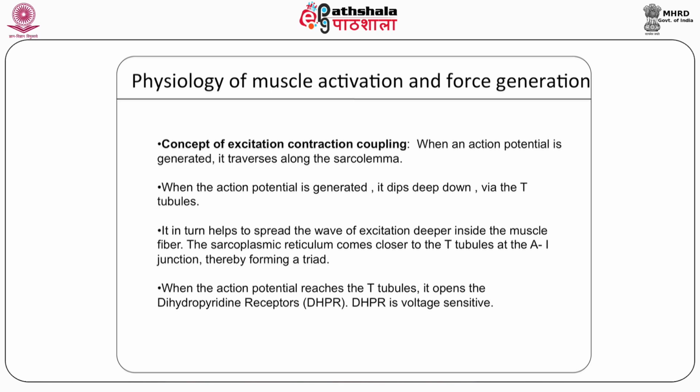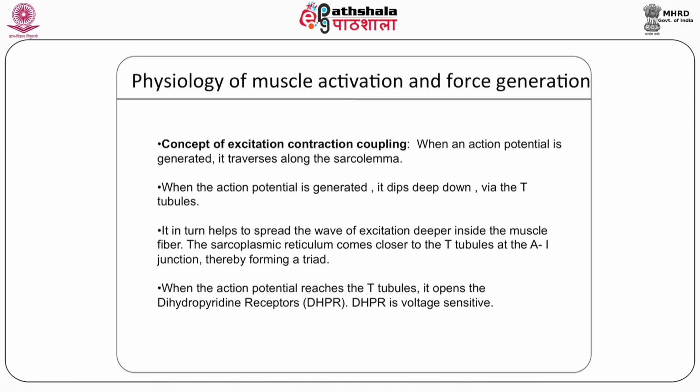Now, let us see. When an action potential is generated, it traverses along the sarcolemma, and as we have studied earlier, the sarcolemma invaginates deep inside the muscle fiber in the form of T-tubules. So, when the action potential is generated, it dips down deep inside via the T-tubules. It in turn helps to spread the wave of excitation deeper inside the muscle fiber. The sarcoplasmic reticulum comes closer to the T-tubules at the AI junction, thereby forming a triad.